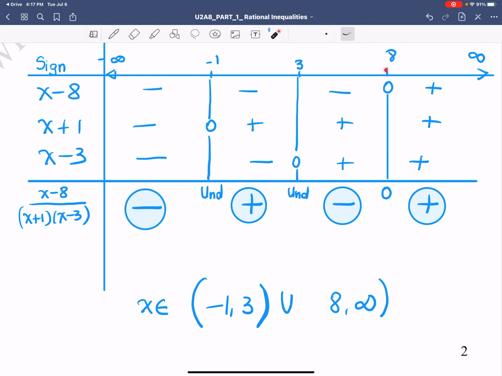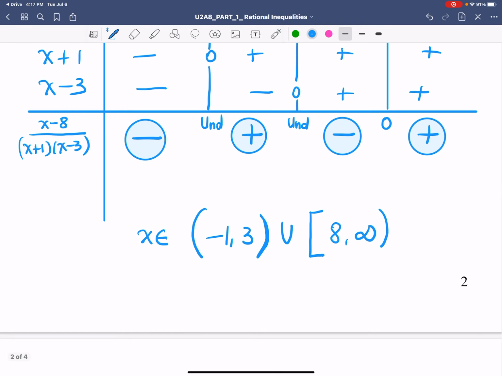Now 8 will make the numerator 0 and the rational expression 0. And we did want 0, we said. So we're going to keep the 8. And we'll indicate it by using the square brackets. And voila, here is the last answer.